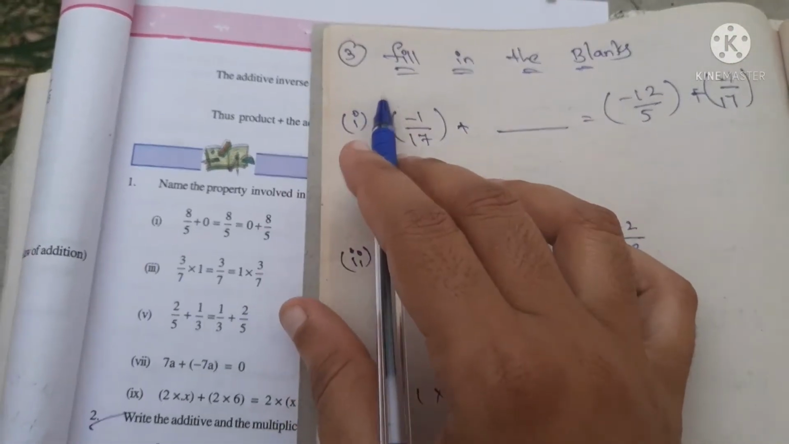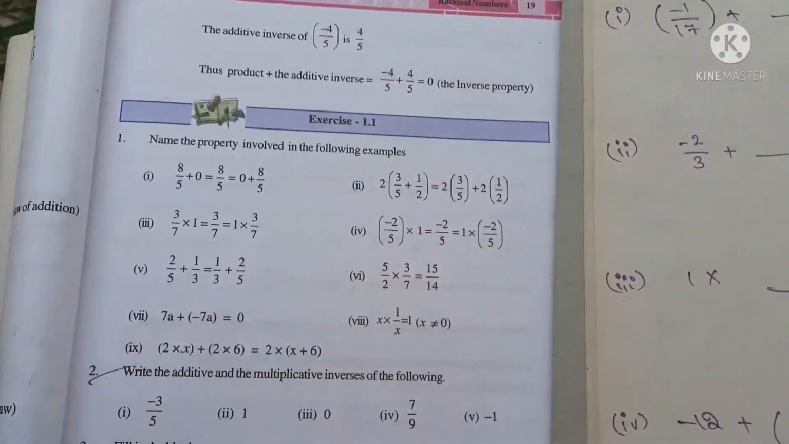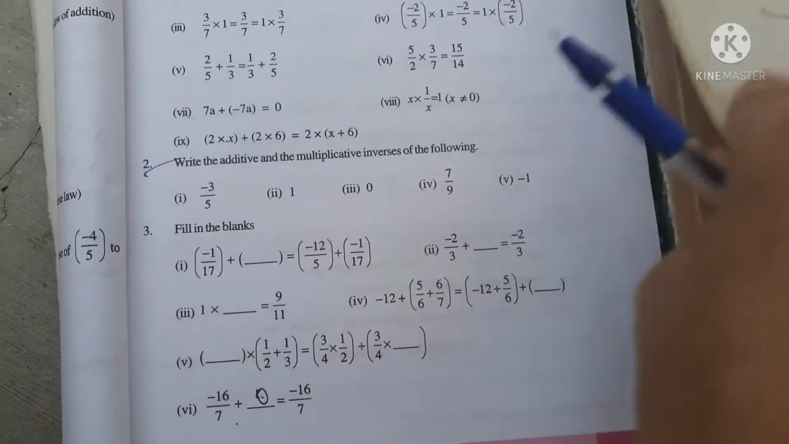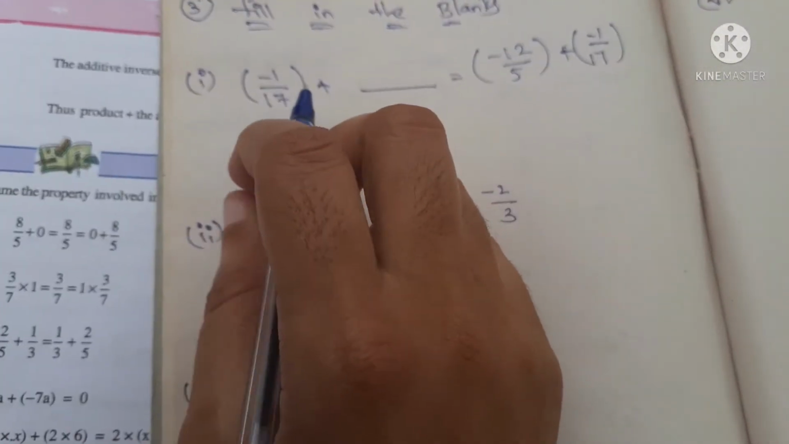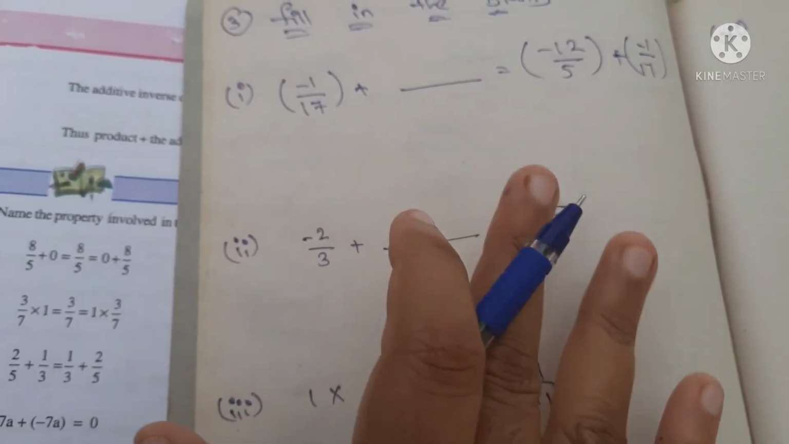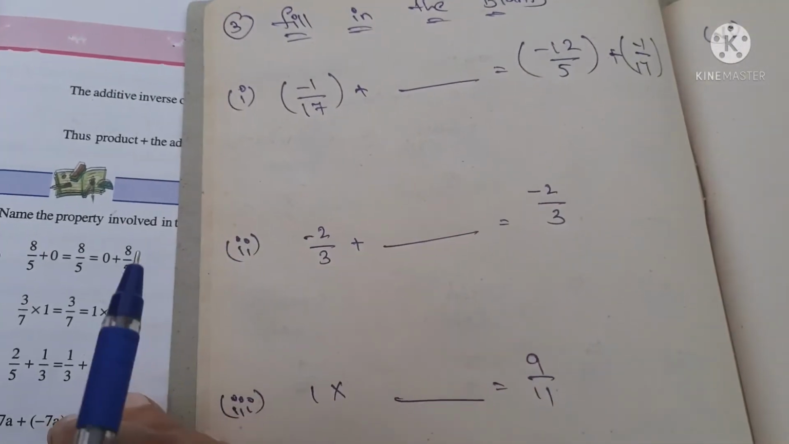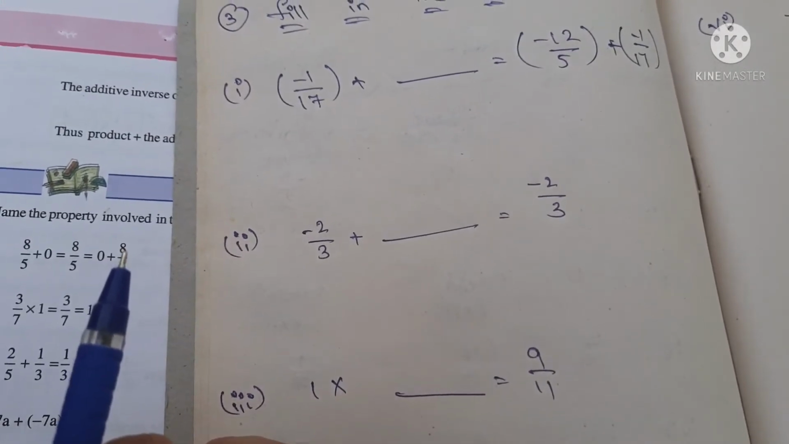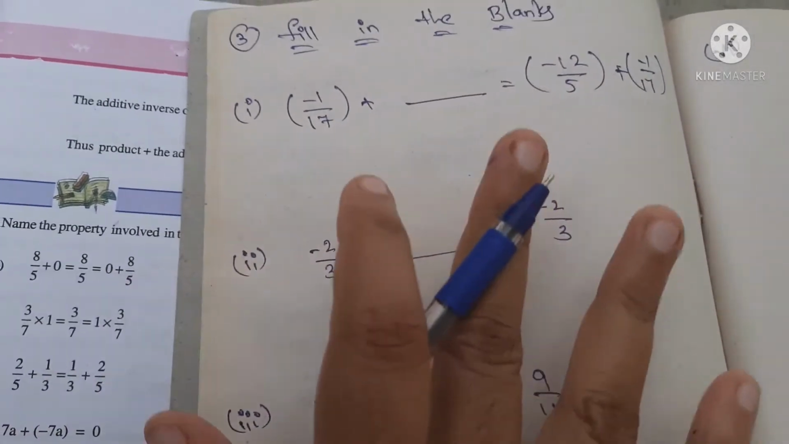So let us see the next Roman. Next Roman is fill in the blanks. Exercise 1.1, Roman number 3. Fill in the blanks. So here they have given 6 problems. Let us see the first problem. First observe what is given in the problem and what we have to find. If we observe properly, it is in the form of one of the properties: closure property, commutative property, additive identity, multiplicative identity, additive inverse, multiplicative inverse and distributive properties. Is it clear? Let us observe properly.